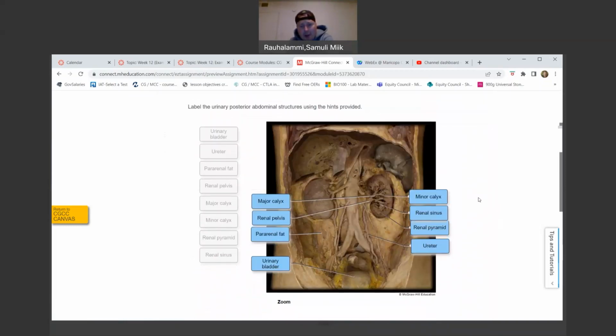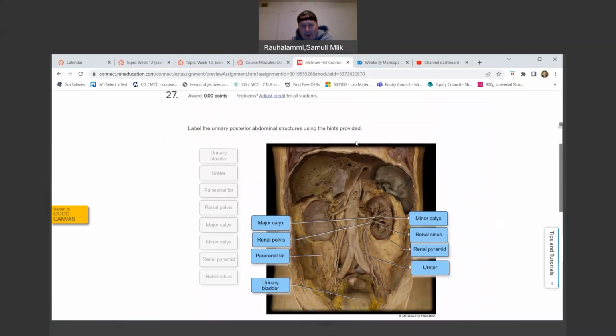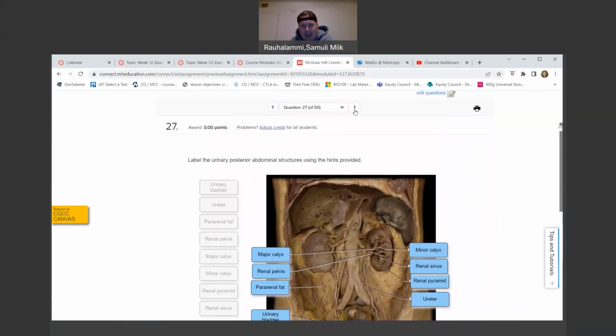Next, we're seeing more urinary system structures. So let's start with the kidney. From the kidney, we're seeing those minor calyxes that feed into the major calyxes, that feed into the renal pelvis. The renal pelvis is this funnel-shaped structure collecting the urine, and then it travels down the ureter to the urinary bladder. I think that's a good review of some of the important things that we're seeing here.